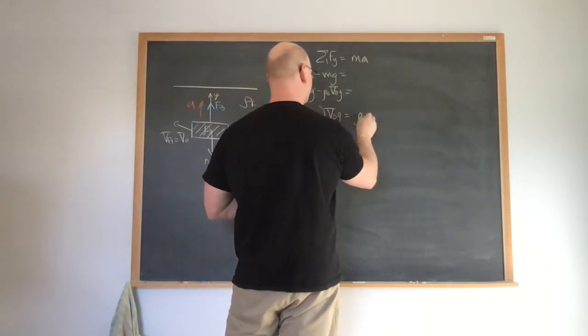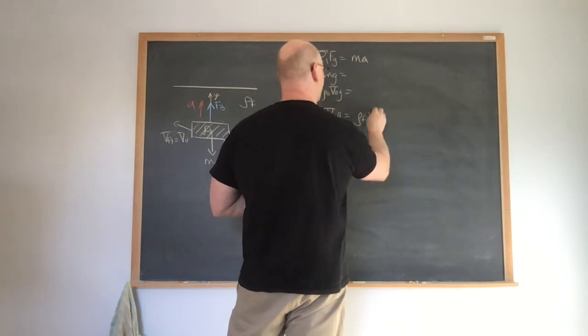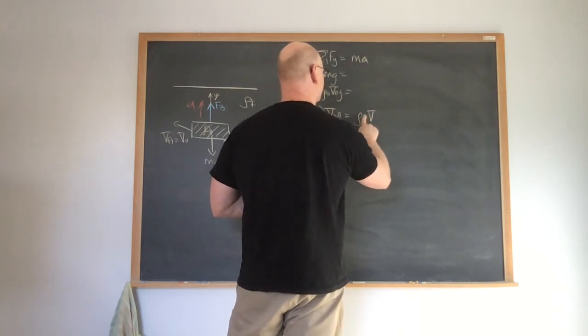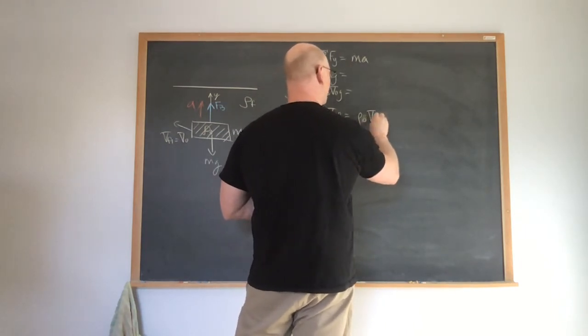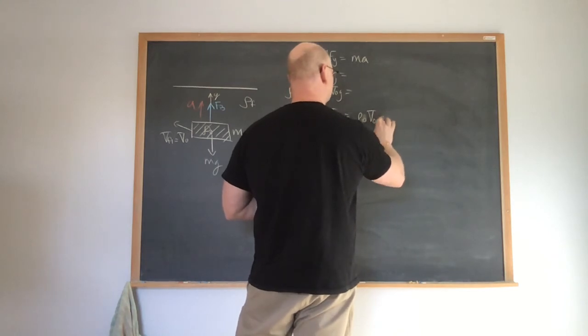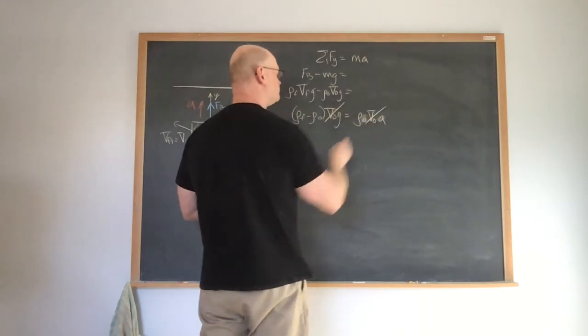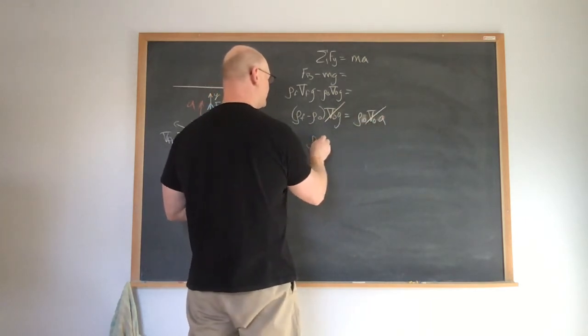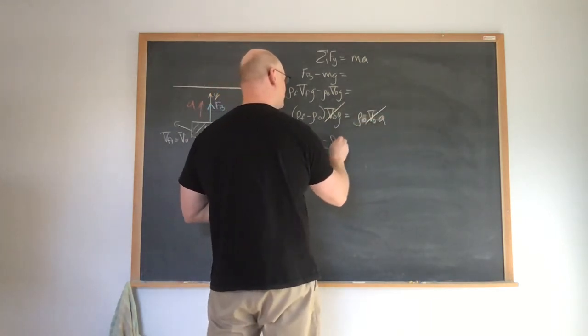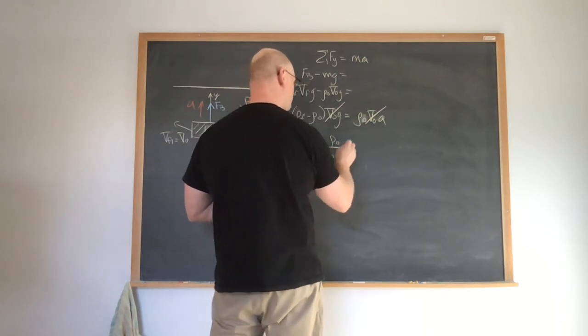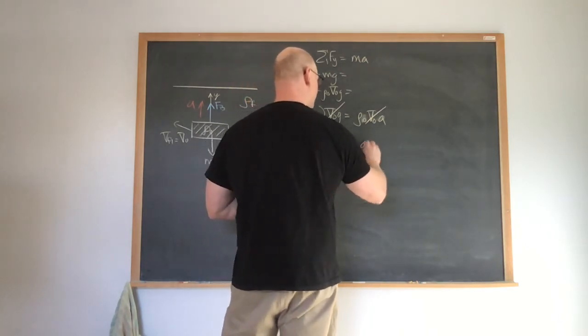let's write this out too, the density of the object times the volume of the object times the acceleration. So from here, these two volumes are going to cancel. We're going to get the density of the fluid minus the density of the object, divided by the density of the object, times g, is equal to the acceleration.